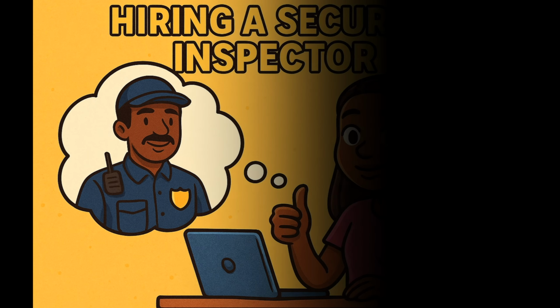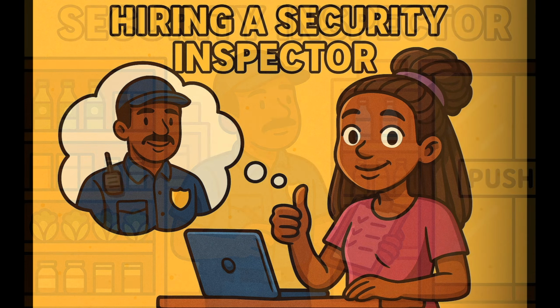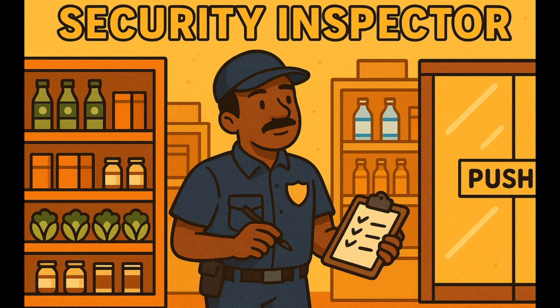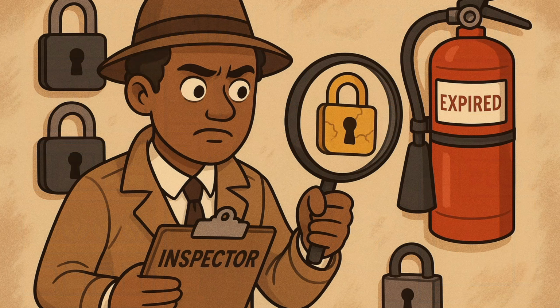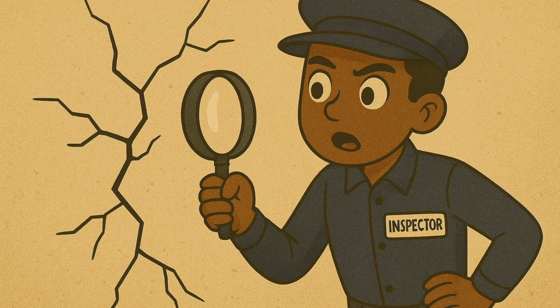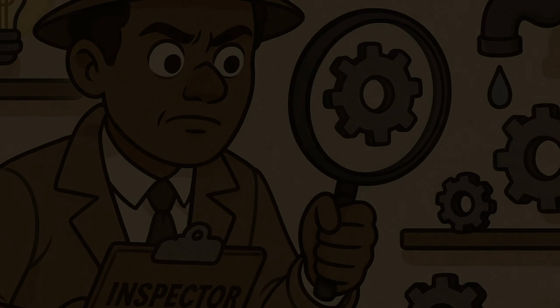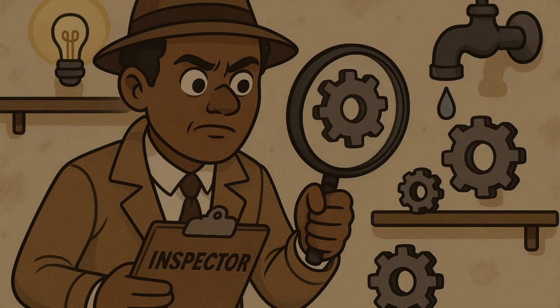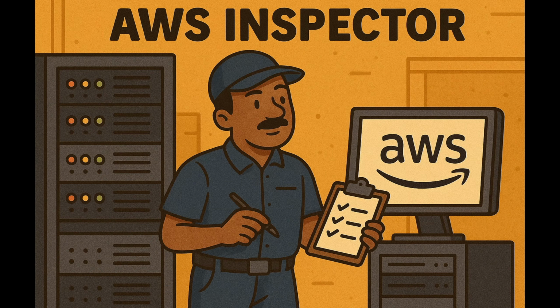Now picture hiring a security inspector. Not the one that guards the door, but the one that walks through your entire store and checks for weak spots in your locks, expired fire extinguishers, or even unnoticed cracks in the wall. This inspector doesn't just wait until there's a fire. They check so you can fix things before they even break. That's exactly what AWS Inspector does.